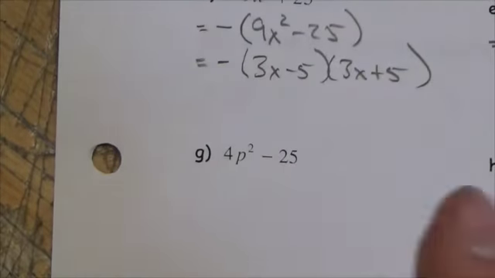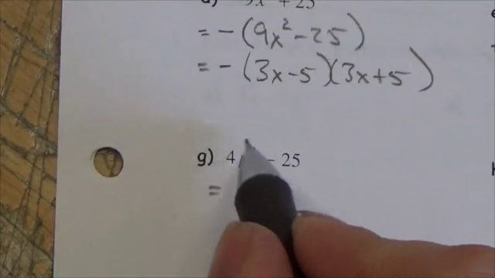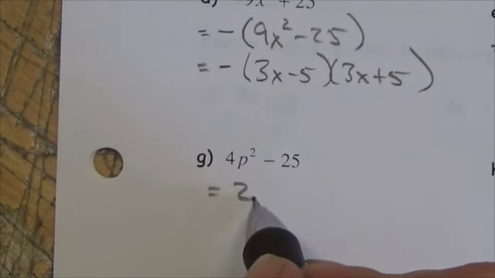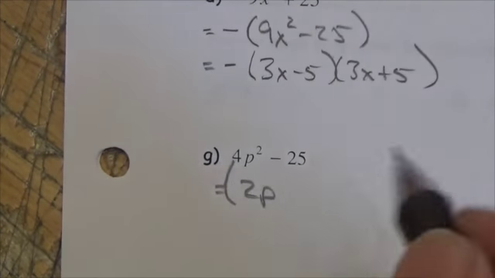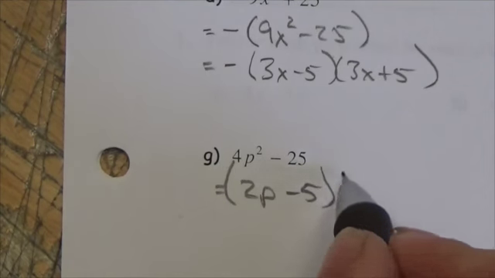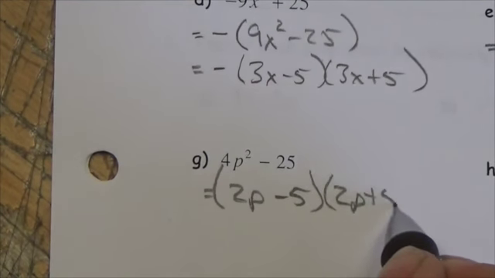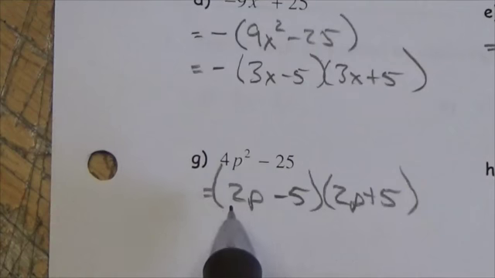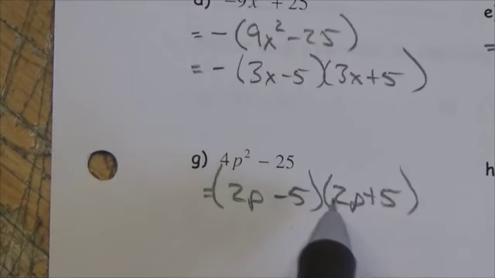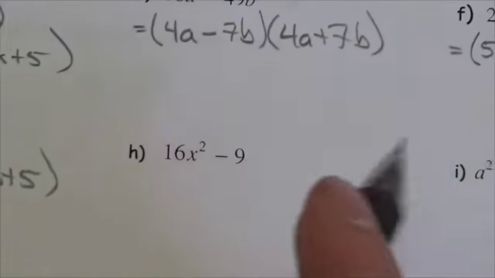Down here, same thing, we just keep going. Notice this is a perfect square. Square root will be 2p, and then this will be minus 5, and then 2p plus 5. Square root minus square root plus square root.